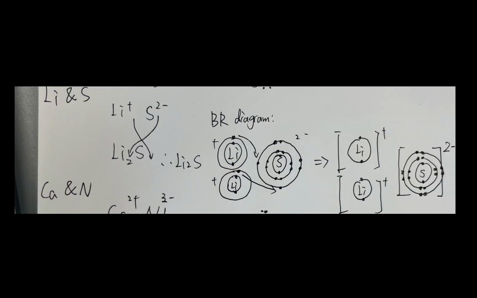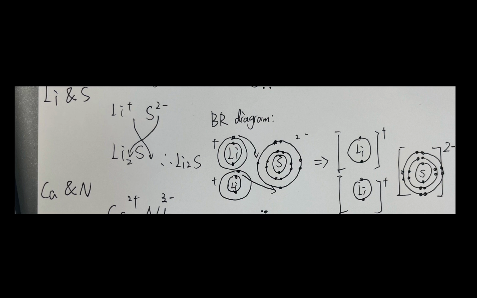The next ionic compound is lithium and sulfur. Lithium has a valency of positive 1, while sulfur has negative 2. By applying the cross method, we get 2 lithium and 1 sulfur, because we need to balance the amount of positive and negative charges in order to make the compound neutral. So the final product is lithium sulfide.